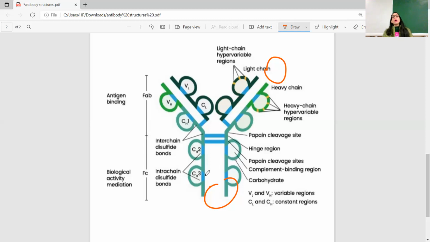So this was all about antibodies. About the types of antibodies, we will learn in detail in the next lecture. For this lecture, this is enough. I hope you all have understood and you are all clear with the structure of the antibodies. Thank you so much, everyone.